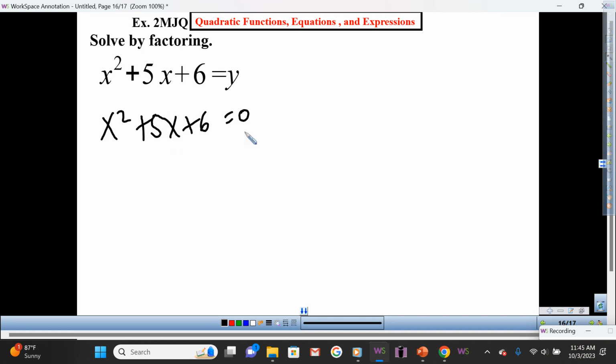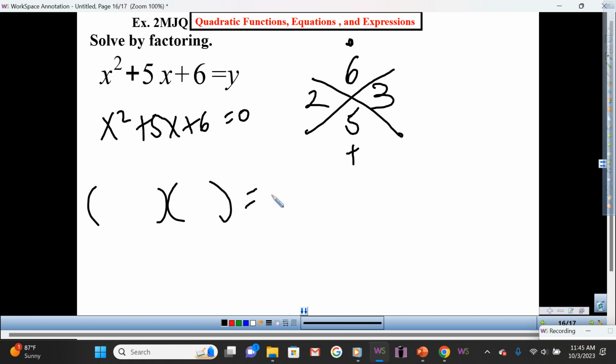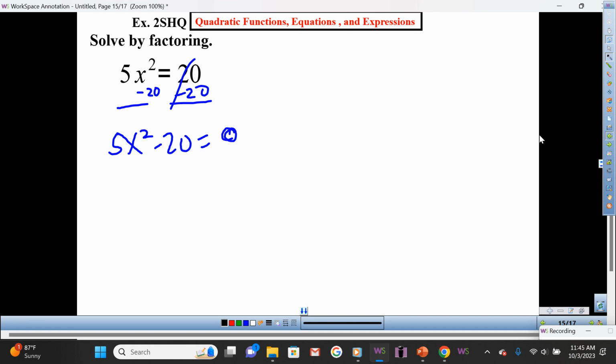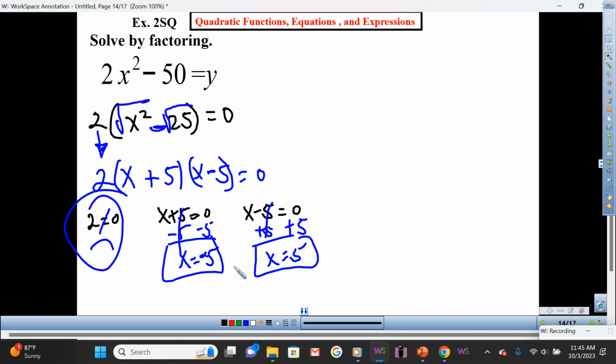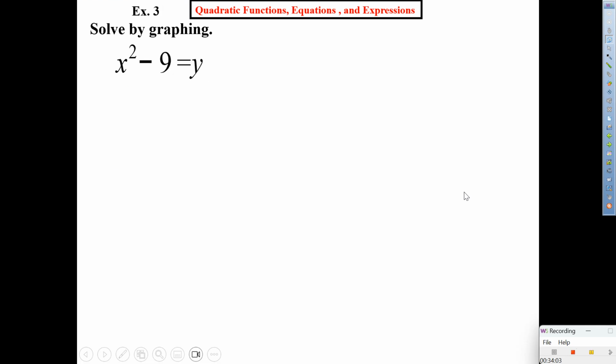Can I factor this next? Yes, so that's 6, 5, 2, and 3, and then the rest is history. And you're going to have 2 factors equal to 0. And what do we do with 2 factors equal to 0? The same thing that we did here. Okay? All right. And that takes us to graphing.